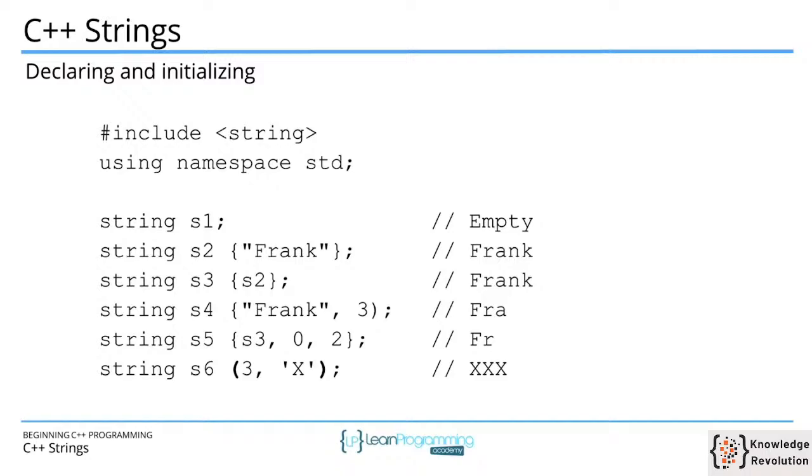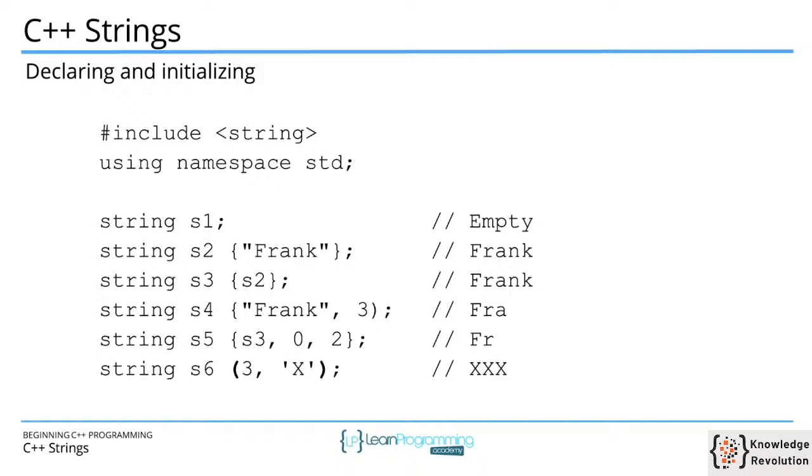In the second example, I'm declaring and initializing S2 to the string Frank. Notice that Frank is a C-style literal. That's okay. It will be converted to a C++ string. In the third example, S3 is initialized from S2. So a copy of S2 is created. S2 and S3 will both be Frank, but different Franks in different areas of memory.